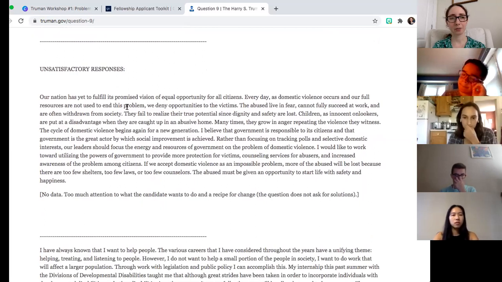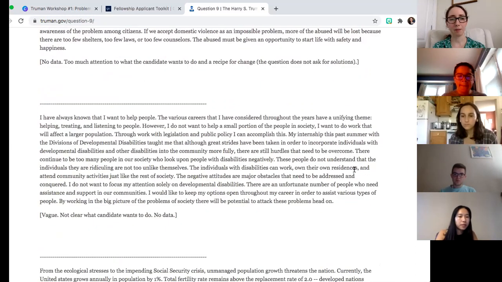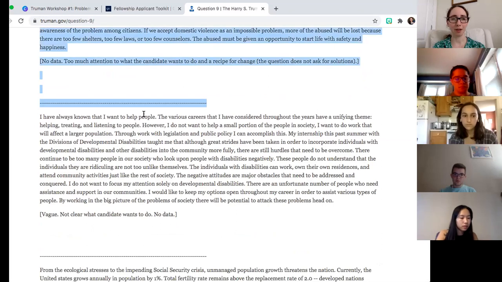Here's an unsatisfactory response: "We have to fulfill our promised vision of equal opportunity for all citizens. Government is responsible to its citizens. Government is the great actor by which social improvement is achieved." Okay, so this is super broad. We know this person is generally interested in domestic violence issues, but there's no real sense of the magnitude of the problem, the statistics here, or what they intend to do about it. This is really not a great line.